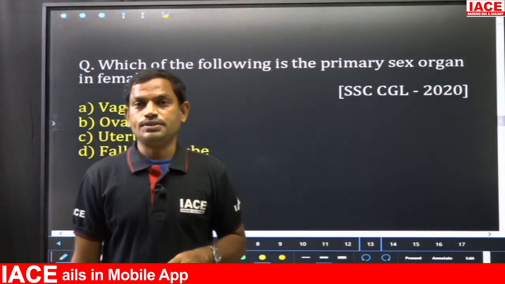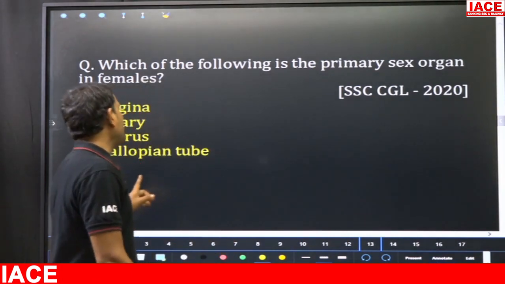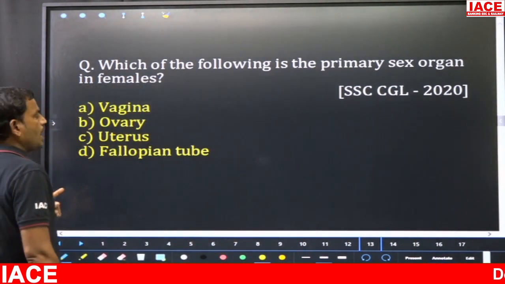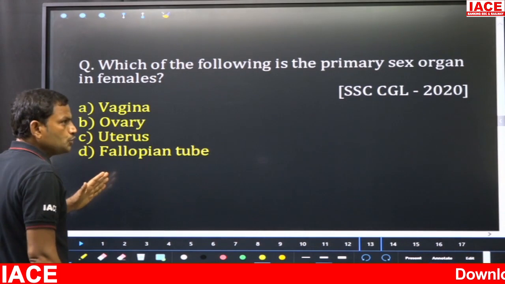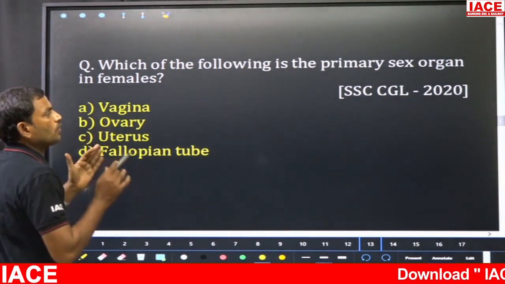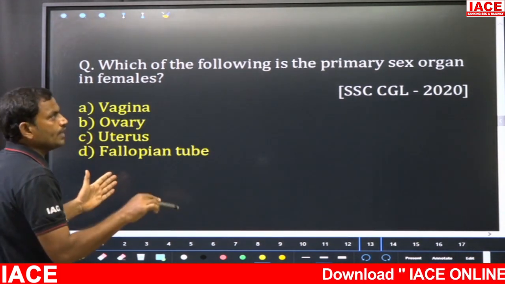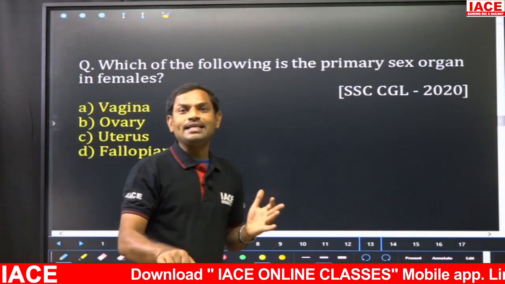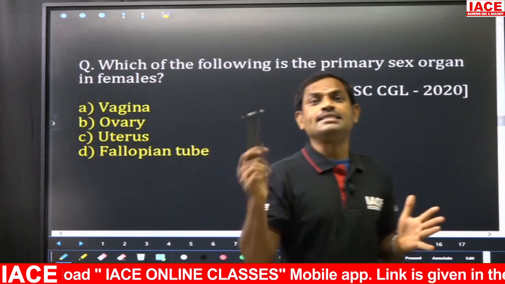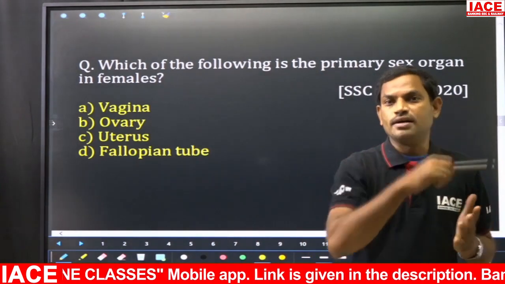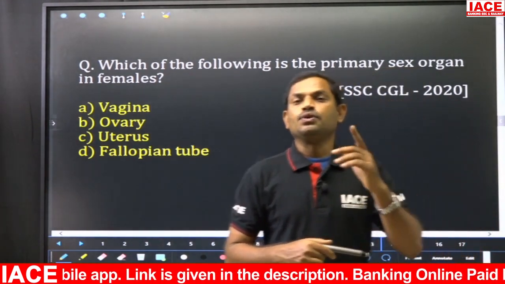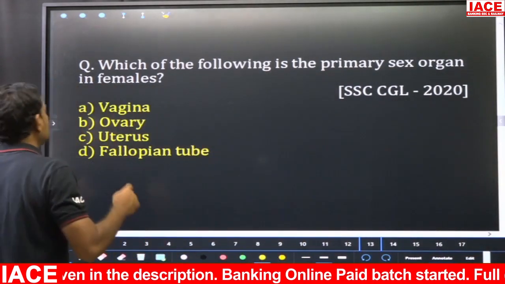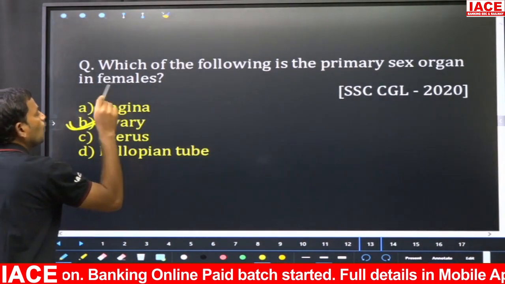Secondary sex organs. Now here, if you take the vagina, uterus and fallopian tube, they may undergo some changes during the adolescence period in females. That's why we should not consider these three as the primary sex organs. Clear? So the answer is option B, ovary.